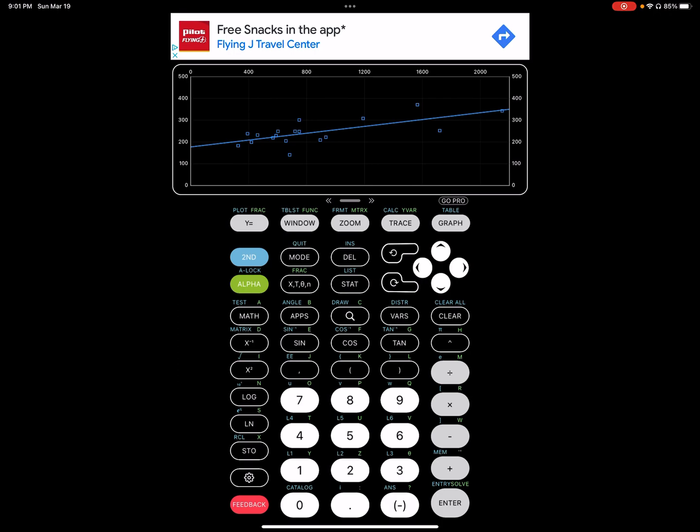If I go to Y equals, why didn't that store that in? Okay, so it's telling me it didn't store. I didn't hit enter. Now you have to hit enter after you put it in Y1, and I graph it, and you can see it goes through those lines.